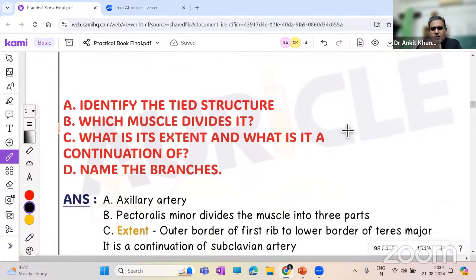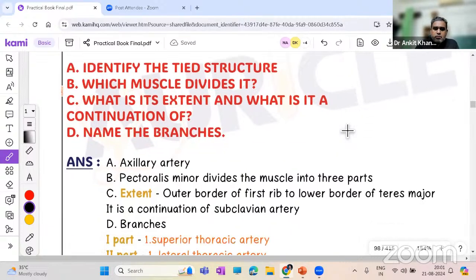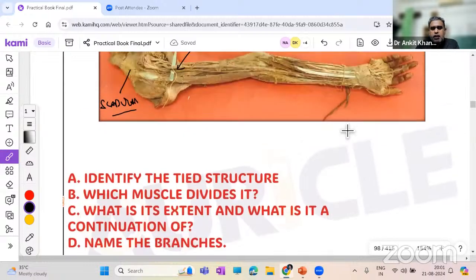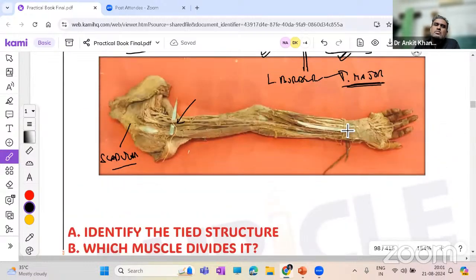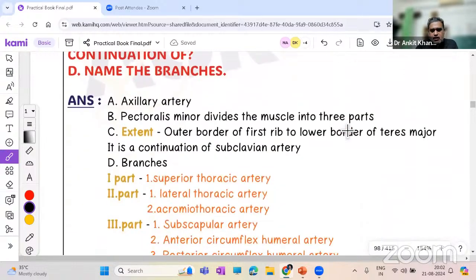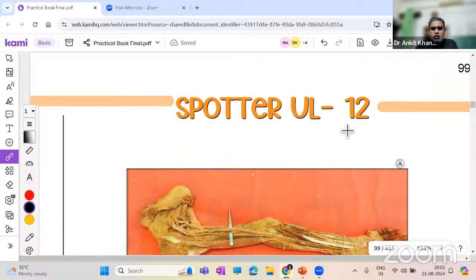Which muscle divides it, and the whole anatomy of the axillary artery, the pectoralis minor divides it, its continuation, naming the branches and all, that is the theory part. But if you identify the axillary artery, then you should know a few anatomical aspects of it, the branches of it. There are three parts of the axillary artery, which muscle divides it, its branches, and applied aspects. Yeah, that is all fine. Okay, let us see one more.